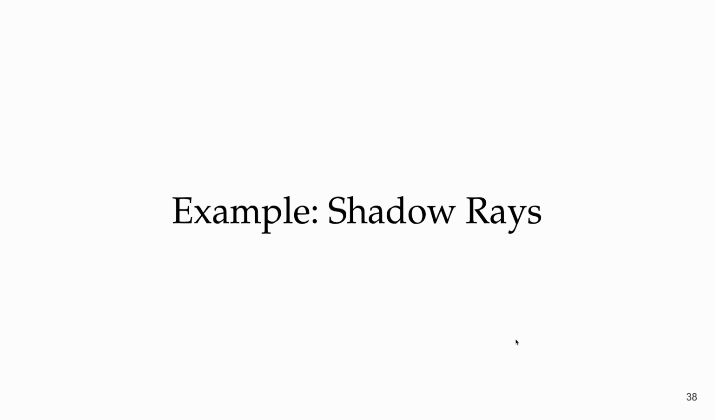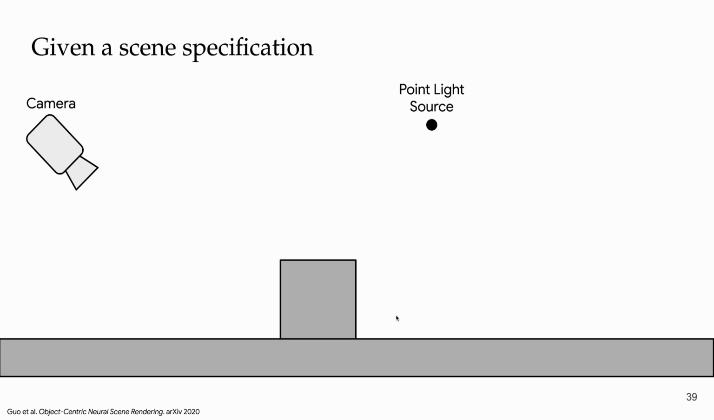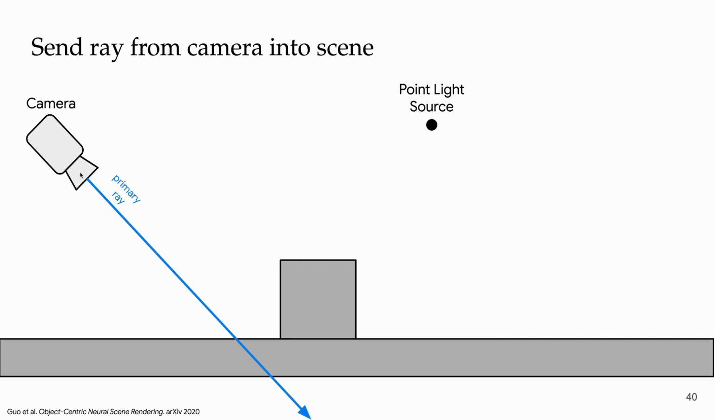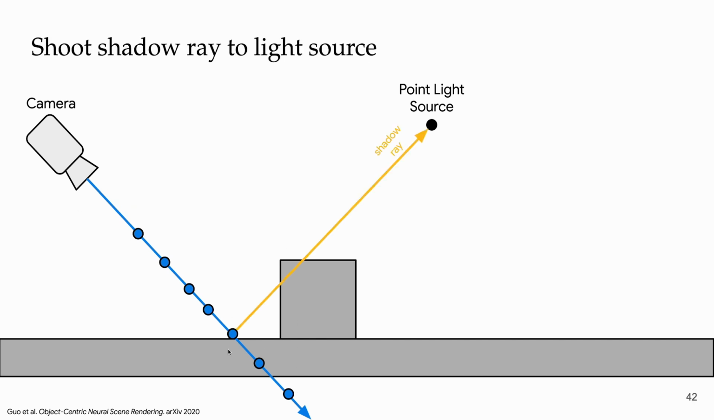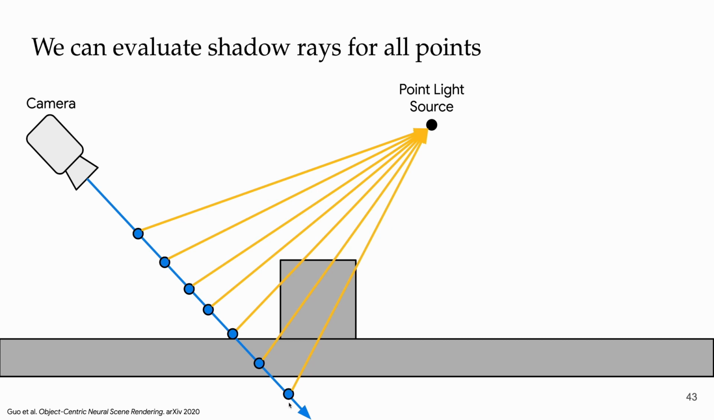So I'll illustrate our method with an example for shadow rays. Let's say that we have a scene specification with a cube and a ground plane, and our goal is to render an image of the scene. Let's say that we deal with just one primary ray from the camera for now. We can sample along this primary ray, and for each sample, we can shoot a shadow ray to the point light source. And we can do this for every single point along the primary ray.